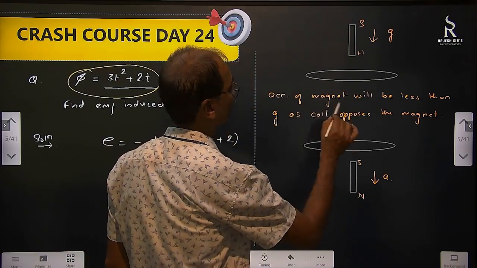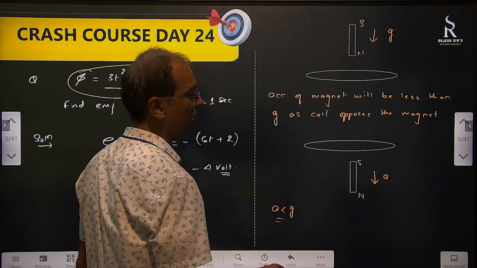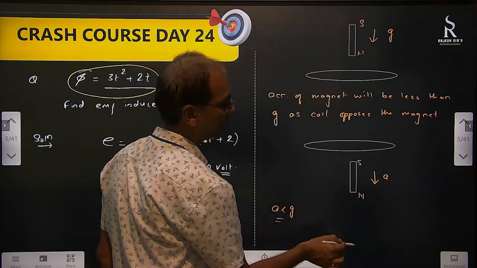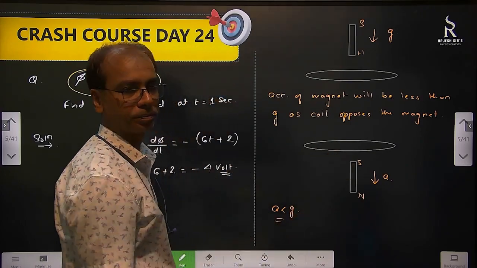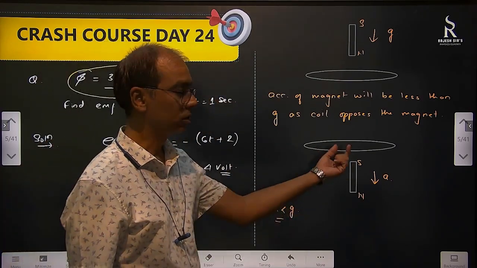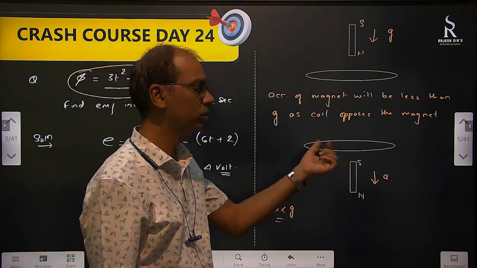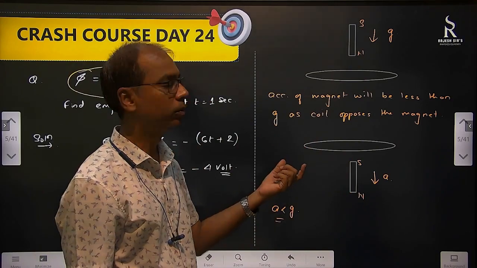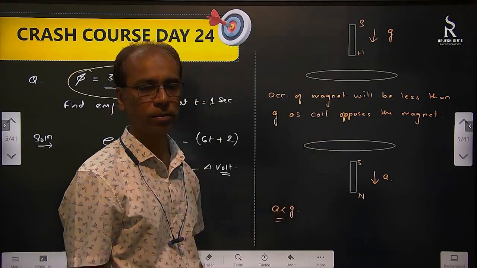Here also we said that its acceleration is less than g, and here also we are saying it's less than g. Now what is happening? Now suddenly the magnetic flux of this magnet through this coil is decreasing, because it's going away. So when it decreases, again there is EMF induced. And what will the induced EMF do? It will oppose the change in flux, so it will try to attract it.